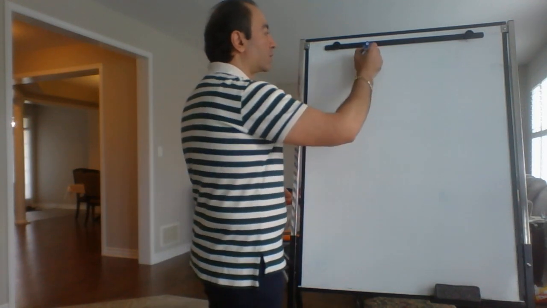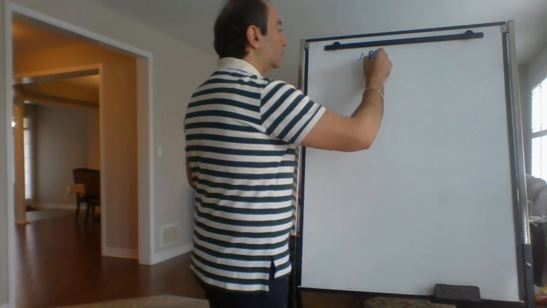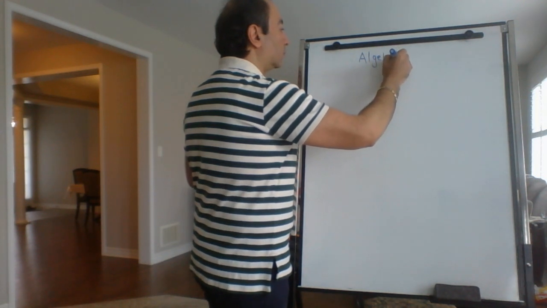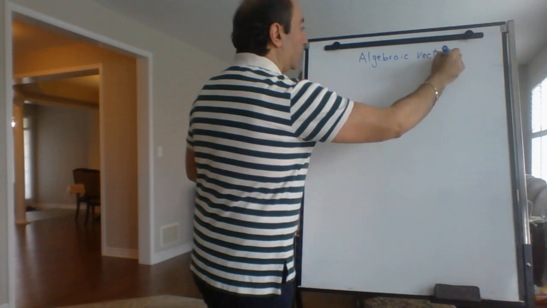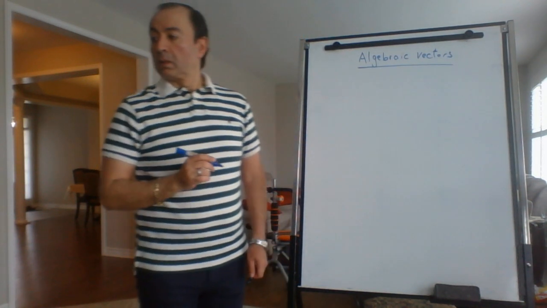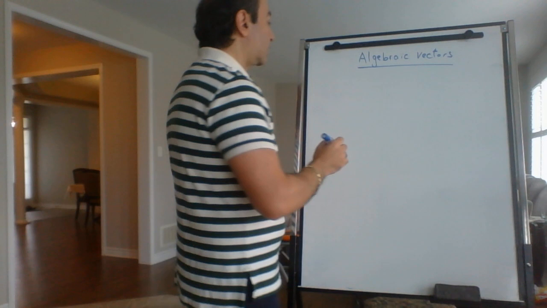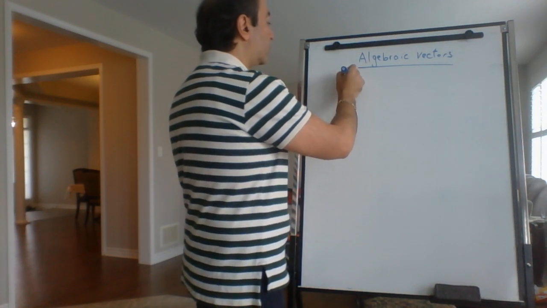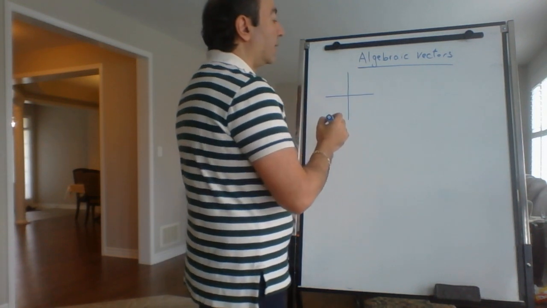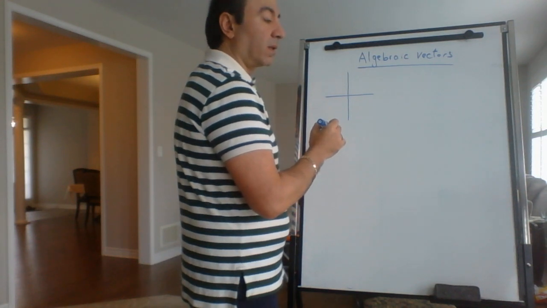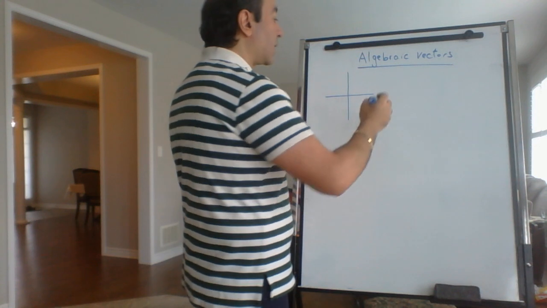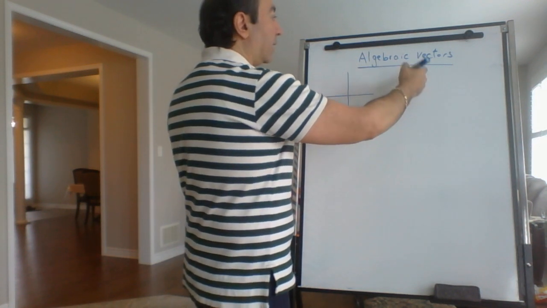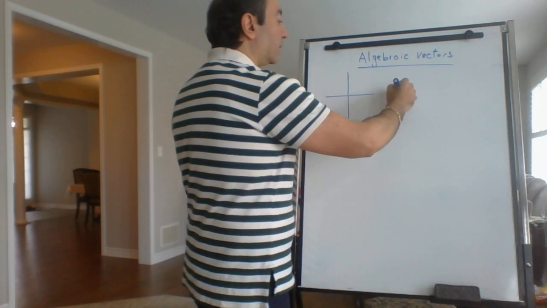Today we are starting a new lesson about algebraic vectors. So far we have learned that any vector in the world must have two things: direction and magnitude. What we have learned was how to represent vectors geometrically.